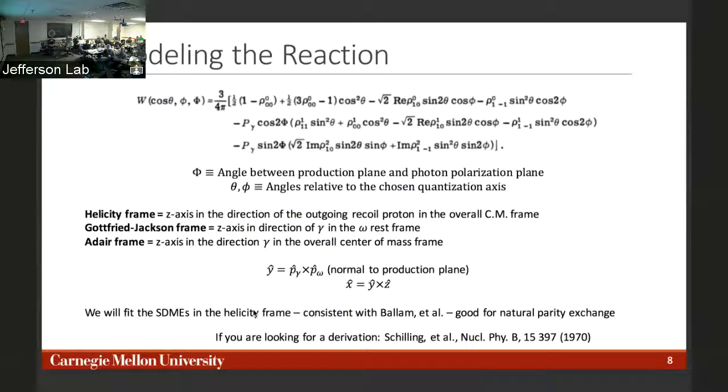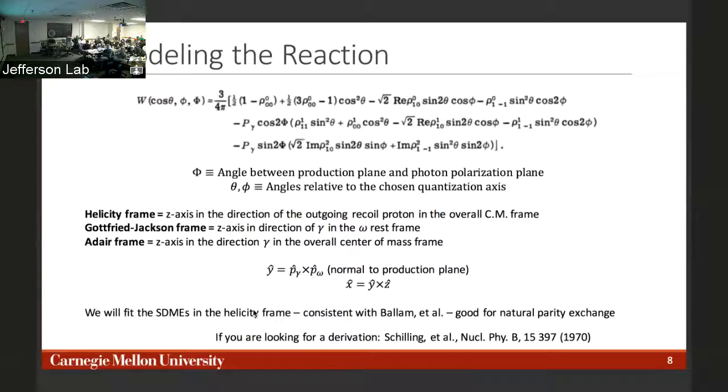And then theta and small phi are the angles relative to the chosen quantization axis. Here is where you have your own choice, but depending on the physics that you're trying to look at, you'll choose one or another. For us, we're going to use the helicity frame, where the z-axis is in the direction of the outgoing recoil proton in the overall center of mass frame. This is good in the cases where you have S-channel helicity conservation and natural parity exchange, like Pomeron exchange. Because in that case, if that's really all you have, most of those spin density matrix elements turn out to be zero in that frame, and you really only have two that are non-zero, if that's all that's going on.